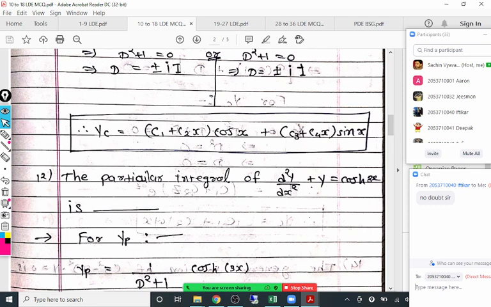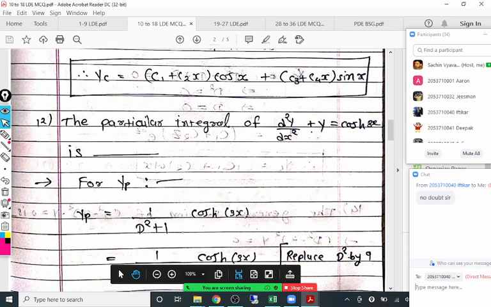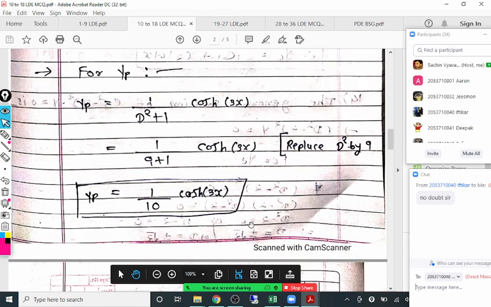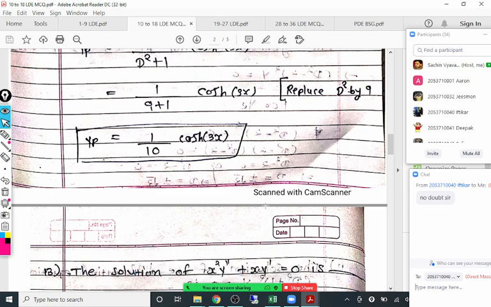12th. If we have d2y by dx squared plus y is equal to cos hyperbolic 3x, then what is the yp? So 1 upon D squared plus 1 cos hyperbolic 3x. Correct. We replace D squared by plus a squared, now plus 9. That's correct. Good. And this is the answer. That's very good. So the answer is 1 by 10 cos hyperbolic 3x. That's the correct answer again.